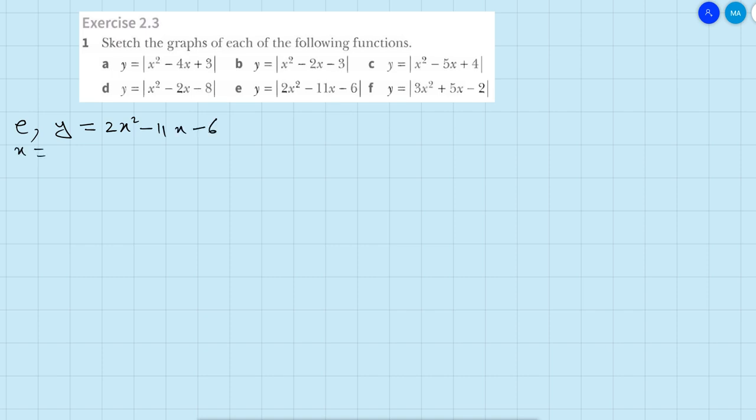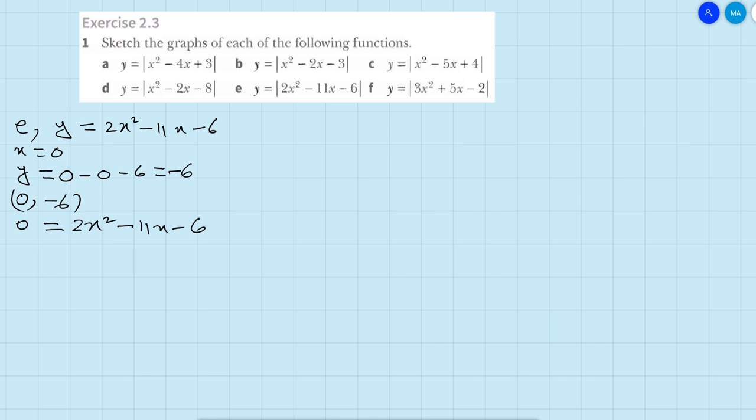First put x is equal to 0. Same steps we will follow in each and every part. So y is equal to 2 into 0 squared, that is 0, minus 11 into 0, that is 0, minus 6, which is equal to... So the first point is, when x is 0, then y is minus 6. Sorry, 0 minus 0 minus 6 is minus 6. Now we have to put y is equal to 0 in the given equation in order to find the x-intercept.